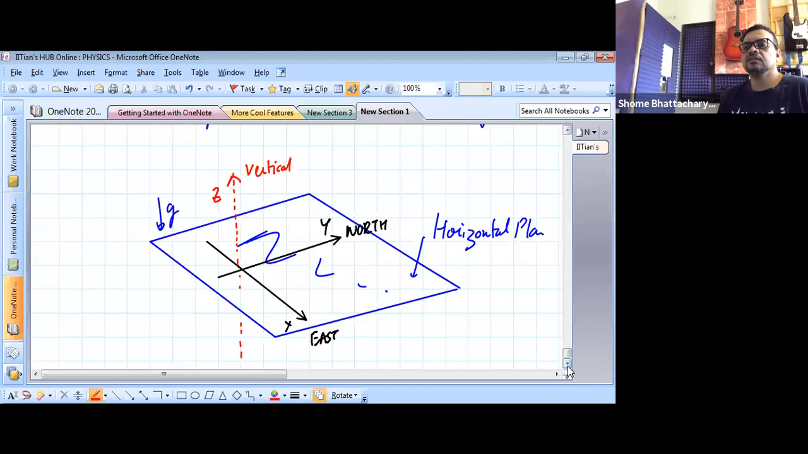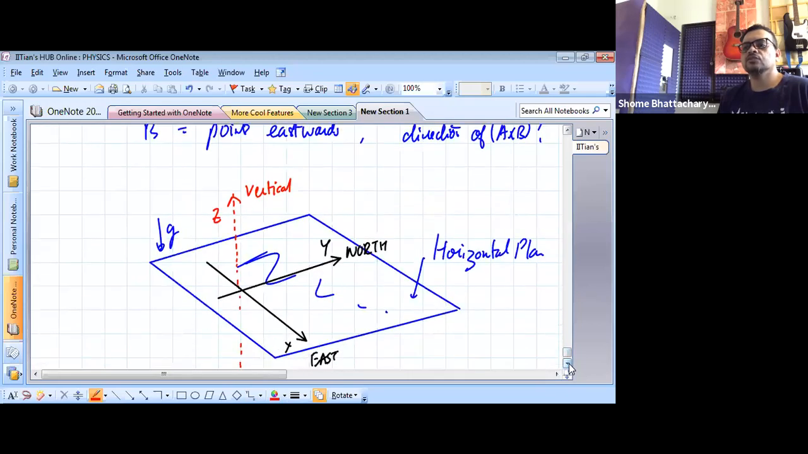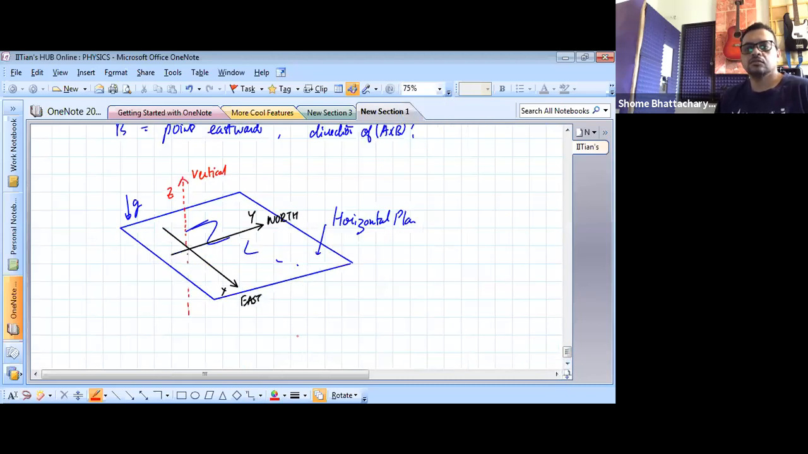So our vector E will have what sort of direction? Vertically downwards. So vector E will be minus E k cap, whereas vector B will be B i cap. This is eastwards, and this is vertically downwards. Okay, don't worry, I'm coming to your doubts very soon.